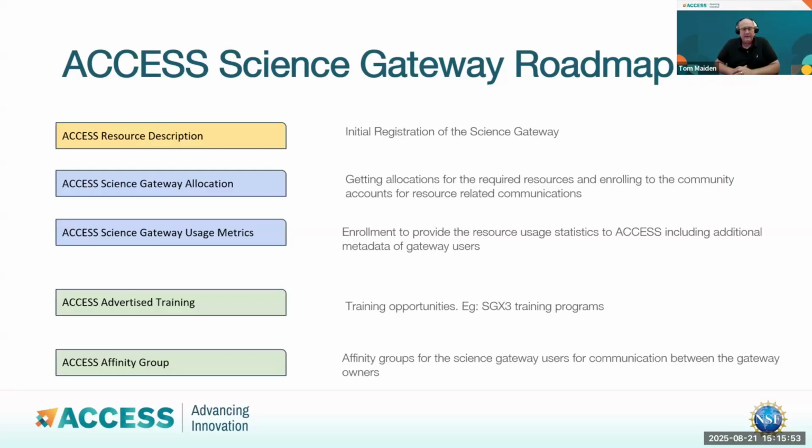This is the gateway roadmap. So if a new gateway were to come into Access, these are what we recommend that they would need to do. They have to tell us, what does your gateway do? Allocations, how does that work for your gateway? What are the metrics? What are the usage statistics? Do you advertise for your training? And do you want your community to get information from us as you're announcing things or doing changes or things like that? You can spin up what we call an Access Affinity group to do that.